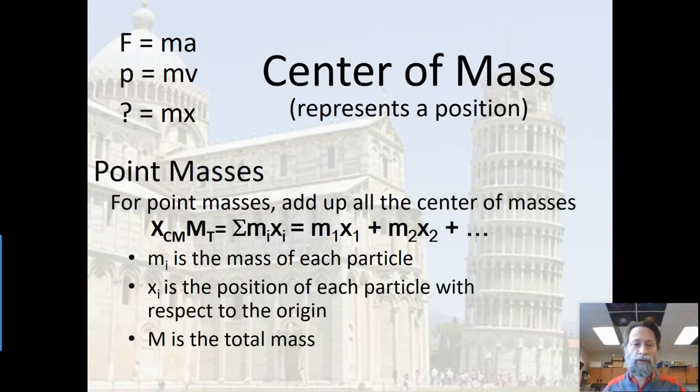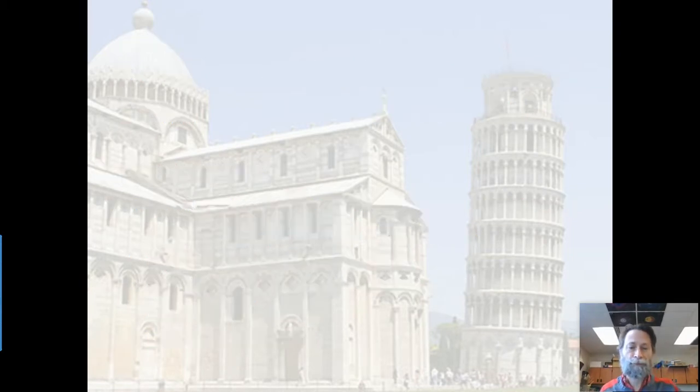So when we're looking at point masses, or think of it as planets, for a point mass, we add up all of the contributions. I'm going to say that the total center of mass, or total position, times the total mass is equal to the sum of all of the individual masses and positions. So m1 x1 plus m2 x2 plus m3 x3, and so on and so forth, where mi is the mass of each of the different particles, xi is the position of each of those different particles, and then uppercase M is going to be the total mass of all of the particles together.